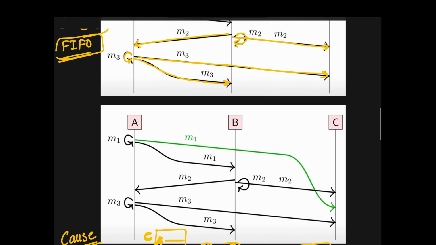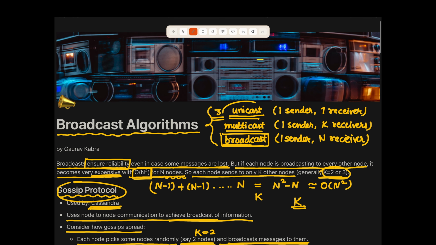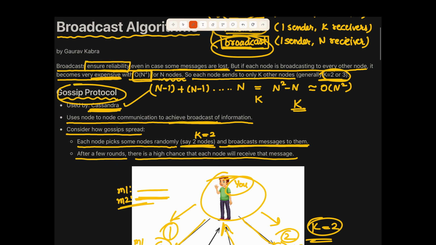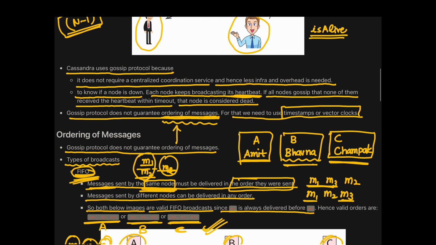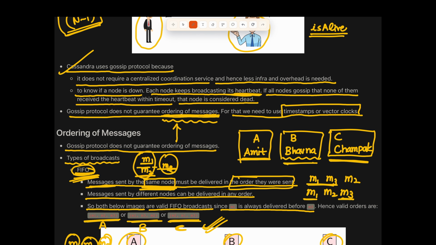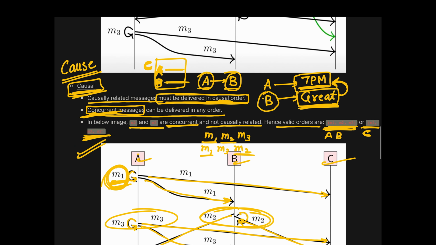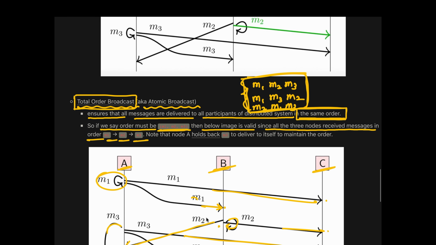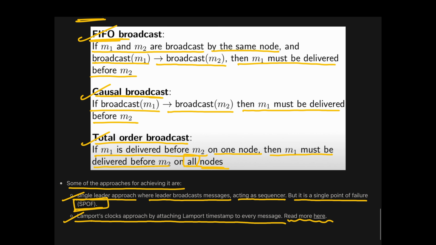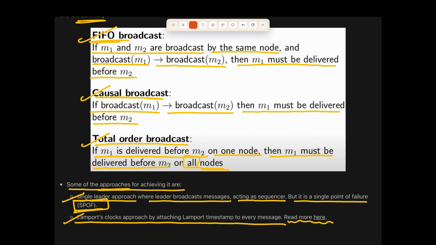So in this video, we discussed the difference between unicast, multicast and broadcast. We discussed what a gossip protocol is. We took some real life examples and how Cassandra uses this. Then we understood the importance of ordering of messages in systems like WhatsApp and Instagram Messenger. Then we discussed three types of broadcast: FIFO, causal and total order broadcast, also known as atomic broadcast. And then we discussed the approaches for achieving it. There we discussed the single leader approach or attaching the Lamport timestamps.